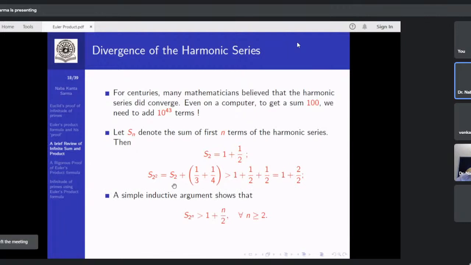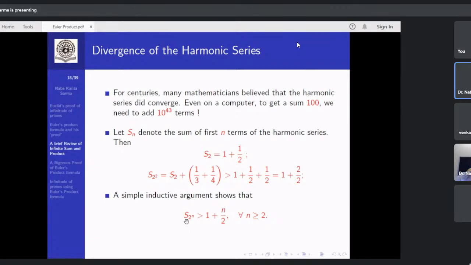Similarly, if you find S2 cube, you will see that here 3 will come. So by the induction principle, we can see that S of 2 to the power n will be greater than 1 plus n by 2. Here you see S2, 2 to the power 1, gives 1 plus 1 by 2, and S2 square gives 1 plus 2 by 2. By induction, we can show that S of 2 to the power n will be greater than 1 plus n by 2. So this inequality is enough for us to conclude that this sequence cannot converge, because the right hand side, 1 plus n by 2, will go to infinity.